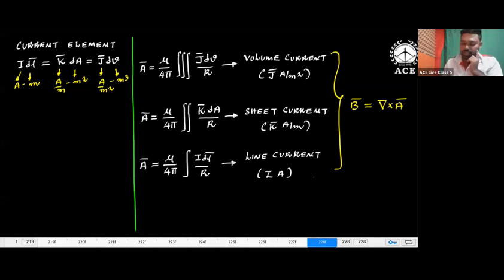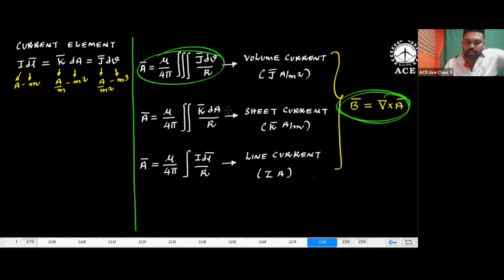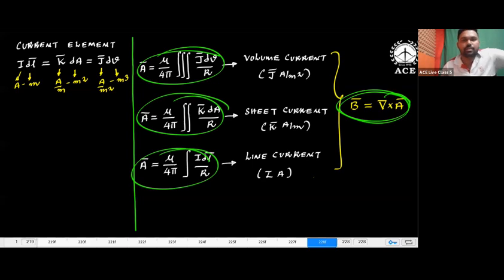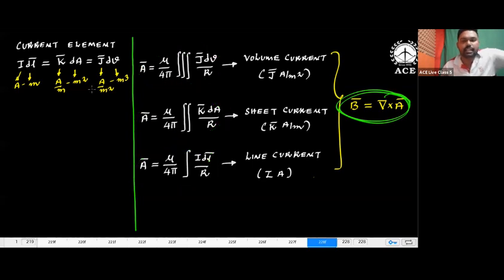Okay. So what you need to remember for your exam? The relation between B and A and different expressions for the A for the different types of current: volume current, sheet current, and line current. Okay. So does this magnetic vector potential have any meaning? No. It has got no physical significance, but it is defined to make the analysis simple in the evaluation of magnetic field due to the various current distributions. That's all it is. It is only for the mathematical simplification, but it has got no physical significance.